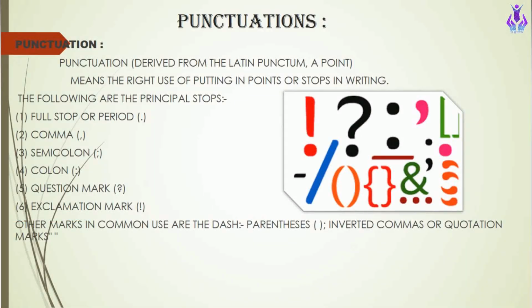So basically, punctuation marks are the marks we put in a sentence to show a pause, or to show that we are done with the sentence. That is how we make our writing more beneficial and more attractive, so we put punctuation in it. We have 6 principal stops or main punctuation marks: full stop, comma, semicolon, colon, question mark and exclamation mark. We have some common punctuation marks as well: dash, parenthesis, inverted commas and quotation marks. We will go through them one by one.